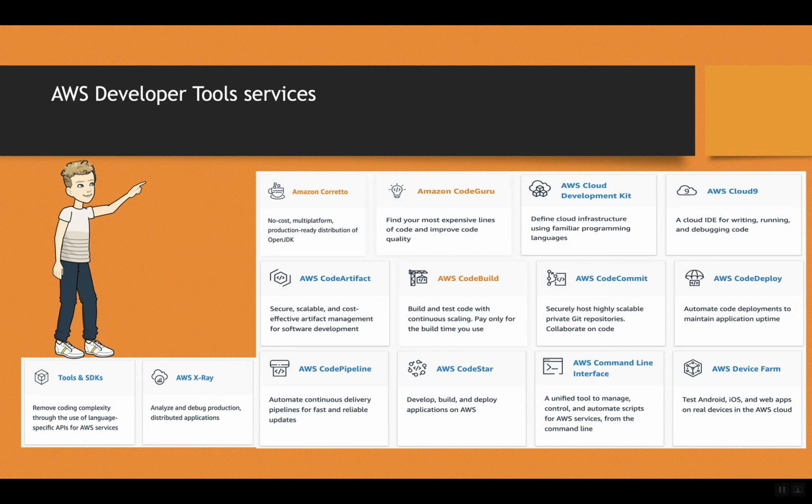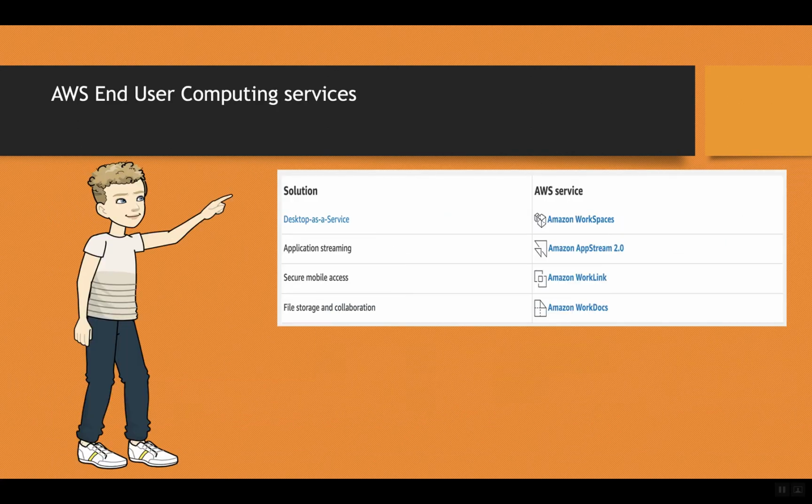AWS CodeCommit securely hosts highly scalable private Git repositories, so you can collaborate on code. AWS CodeDeploy automates code deployments to maintain application uptime. Tools and SDKs remove coding complexity through the use of language-specific APIs for AWS services. AWS X-Ray analyzes and debugs production distributed applications. AWS CodePipeline automates continuous delivery pipelines for fast and reliable updates. AWS CodeStar develops, builds, and deploys applications on AWS. AWS Command Line Interface is a unified tool to manage, control, and automate scripts for AWS from the command line. Device Farm tests Android, iOS, and web apps on real devices in the AWS cloud.